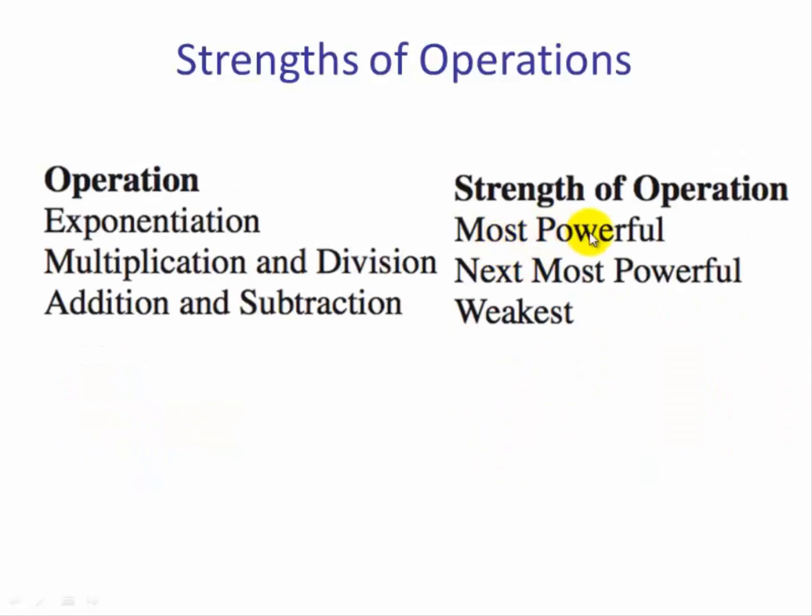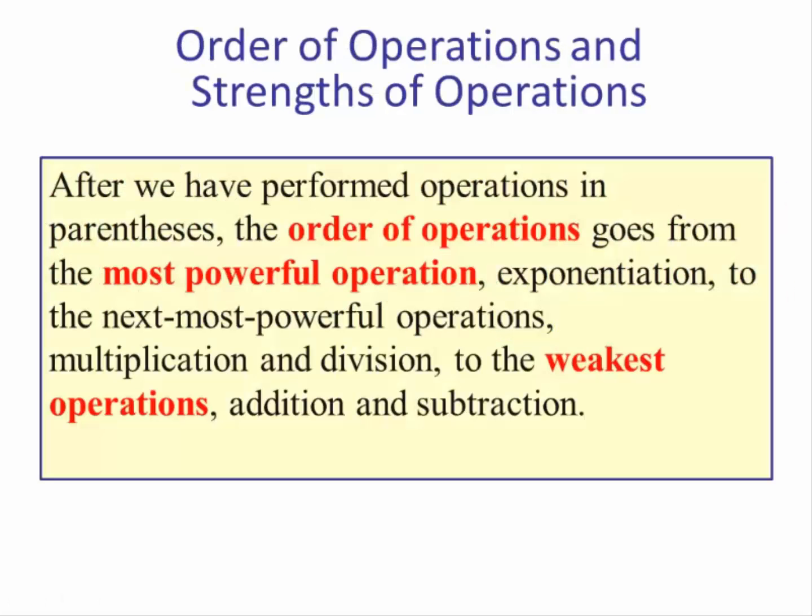So the most powerful operation is exponents. The next would be multiplication and division. The weakest is addition and subtraction. So after we perform the operation in parentheses, the order of operation goes from the most powerful operation to the next most powerful operations, and then to the weakest operations.